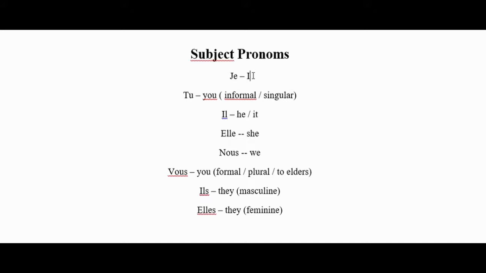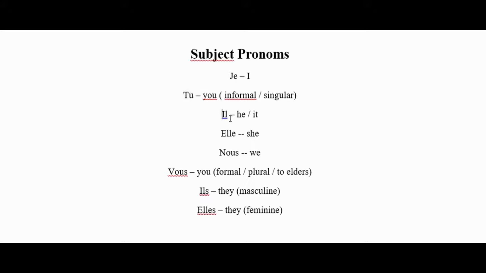So here, the first one, I, is always je. When you put these together, you get the sound je. Je is I. They don't say I, they say je. And for you, for people who are younger than you or people who are very close, your friends, you call them tu. Tu. I know in English it is the same "you" for everyone else, but in French it's different. For younger or informal people, you use tu.